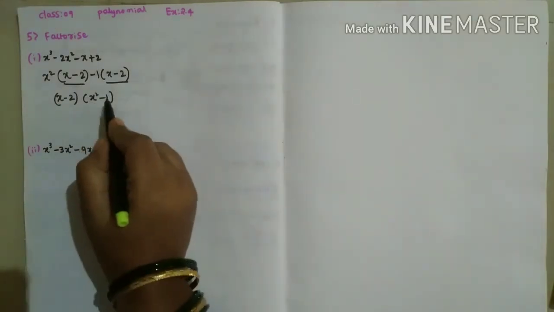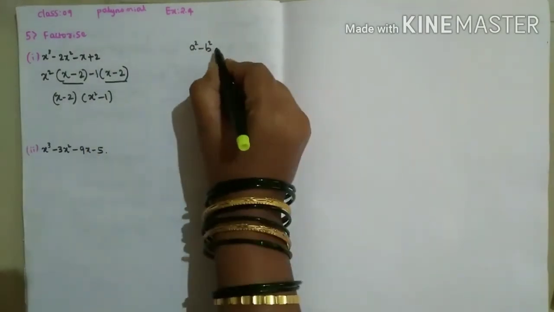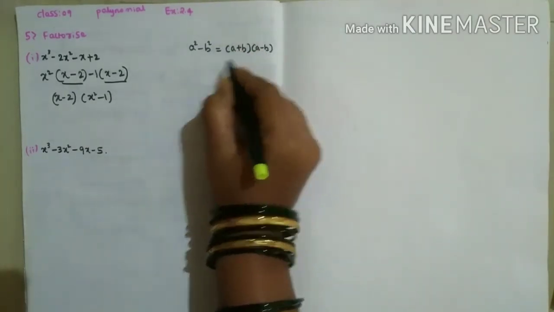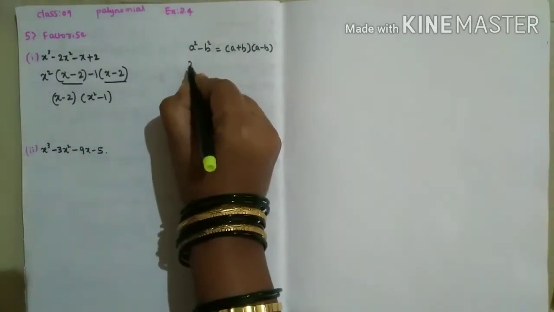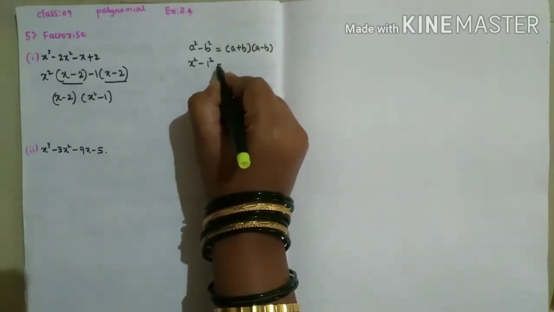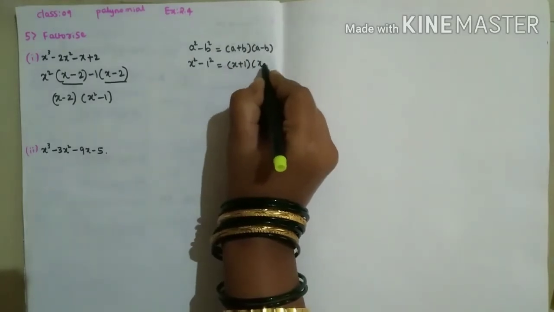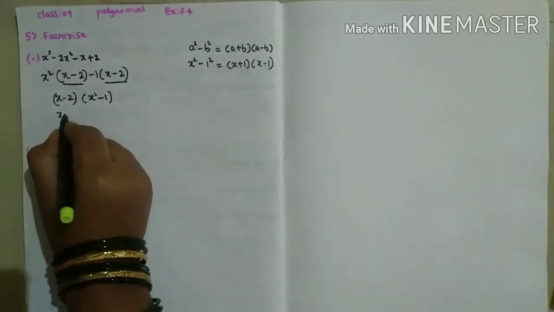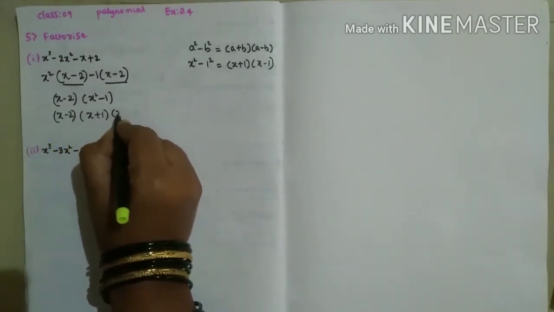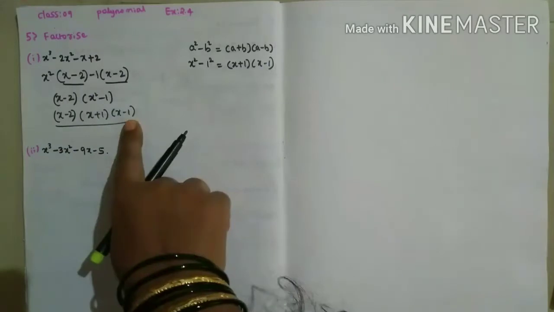Now this x square minus 1 we can factor using the a square minus b square formula. The a square minus b square formula is a plus b into a minus b. Here just observe, in place of a square, x square is there, and in place of b square, 1 you can write as 1 square also; 1 square is 1 only. So now I can write x square minus 1 square as x plus 1 into x minus 1. Now x minus 2 I will write as it is, and x square minus 1 I will write as x plus 1 and x minus 1. These are the 3 factors of the polynomial.